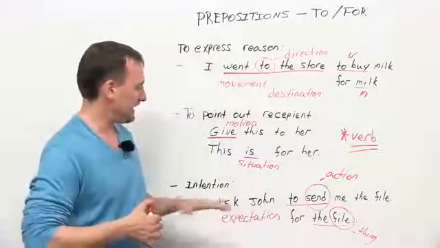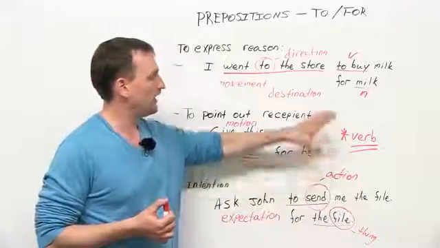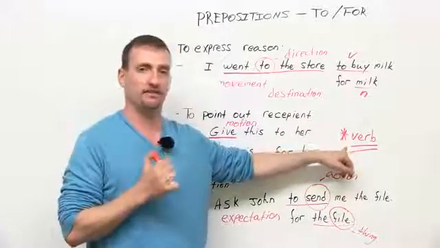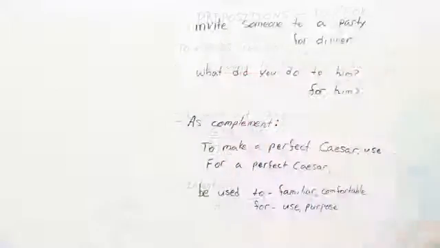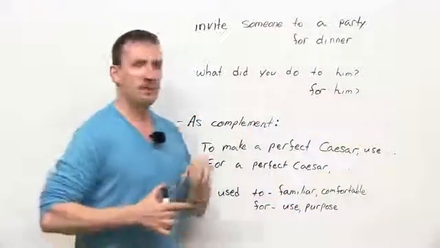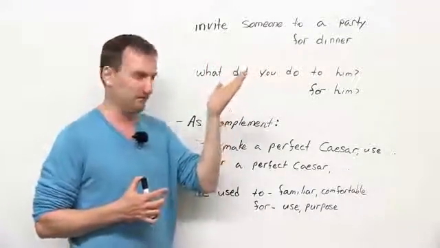Now, in this case, the verb is not so important. It's the meaning, the intention. But I'm going to look at a few more examples where the verb makes all the difference. Okay, so here are a few more examples. And remember what I said about the verbs. Different verbs will use to and for differently, right?